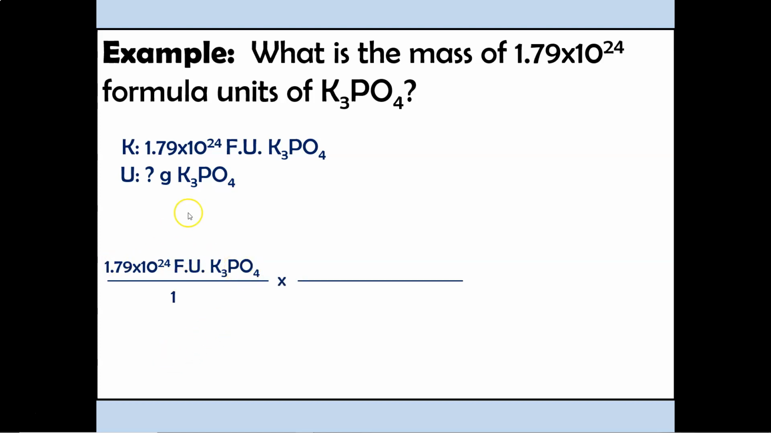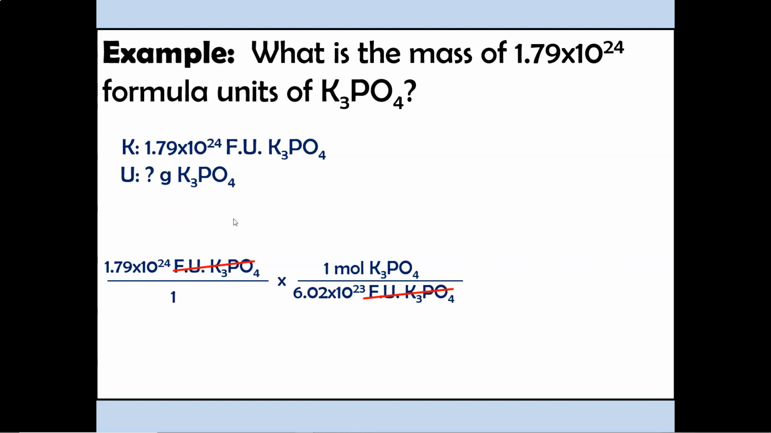The next step is if we have formula units on the top here, you have to think about, well, what conversion factor do I know that relates formula units? Well, you know that there are 6.02 times 10 to the 23rd formula units in a mole of a substance. So in this case, you would have 6.02 times 10 to the 23rd on the bottom, and then 1 mole of the substance on top, and you can see formula units here will divide out with the formula units there. If I solve the problem right now, I would get my answer in moles. However, I want my answer in grams.